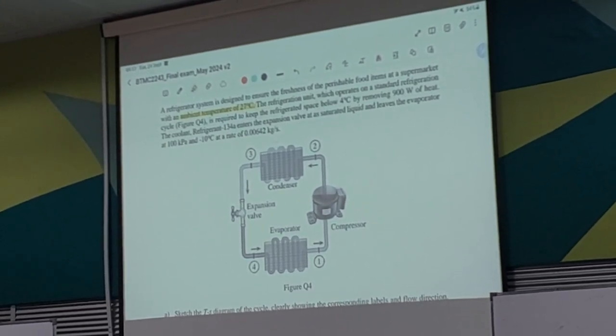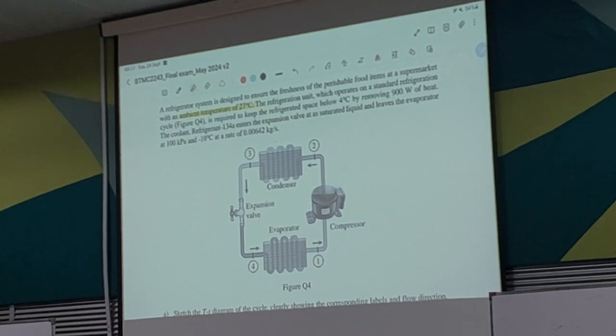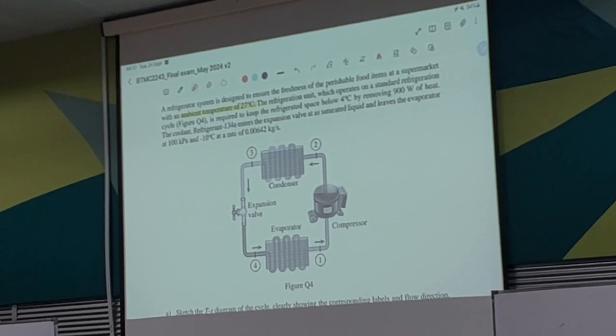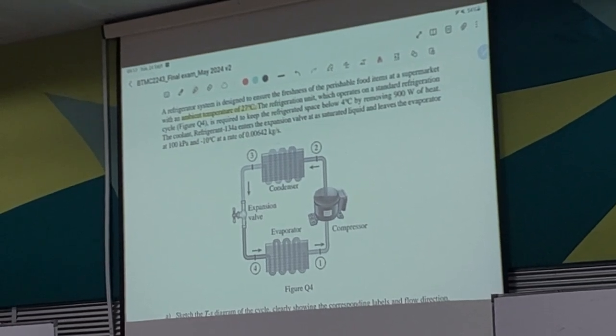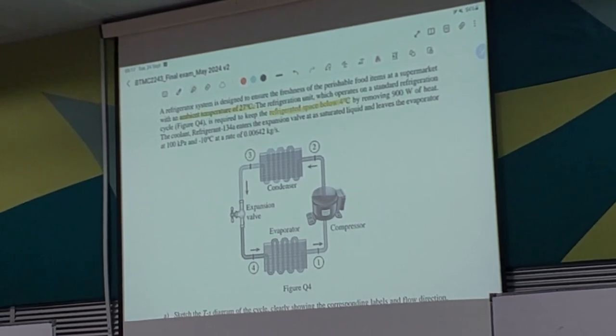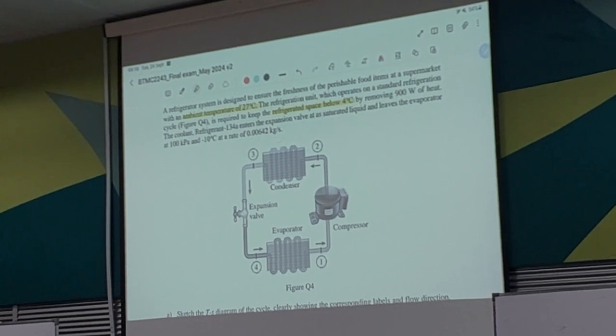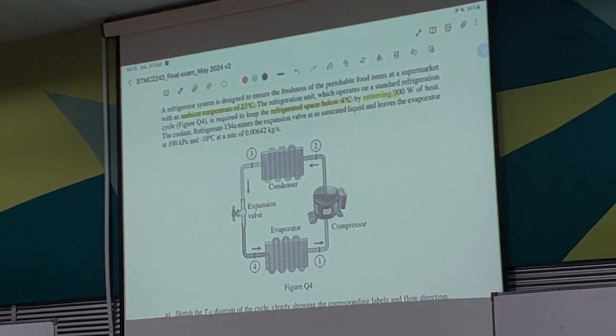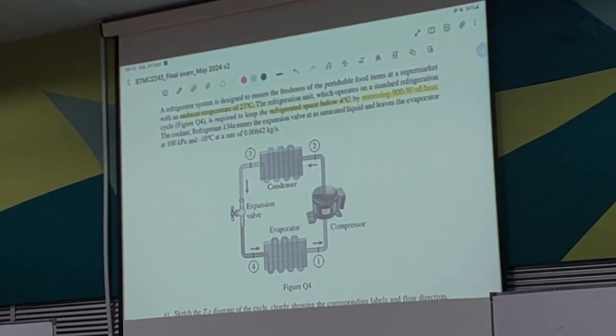So the refrigeration unit operates on a standard refrigeration cycle. When I use the word standard, it doesn't really mean anything. It means that we haven't modified it, that's all. It doesn't mean that it is ideal. It is required to keep the refrigerated space below 4 degrees Celsius, meaning 4 degrees Celsius is the maximum temperature, by removing 900 watt of heat.